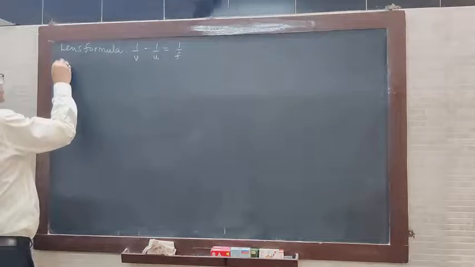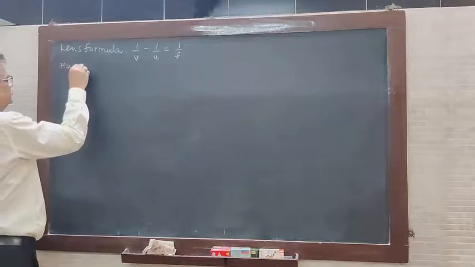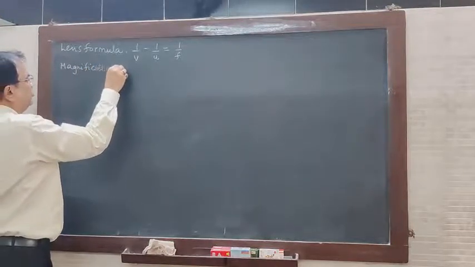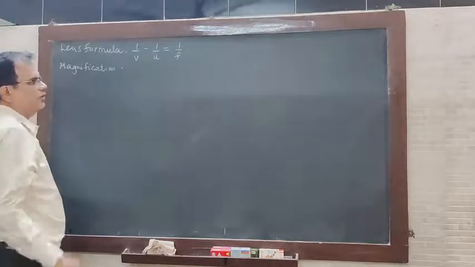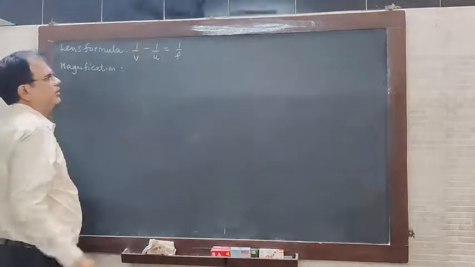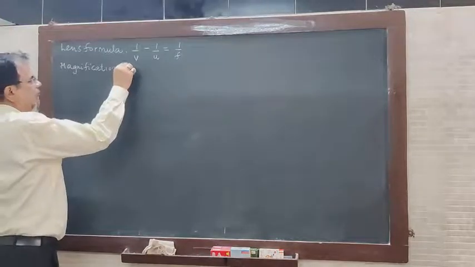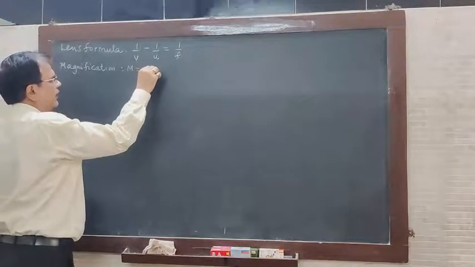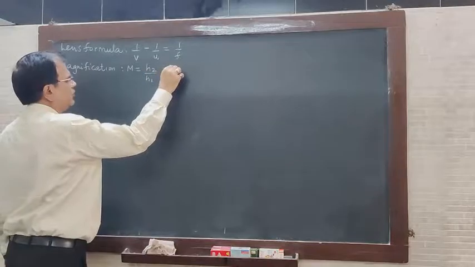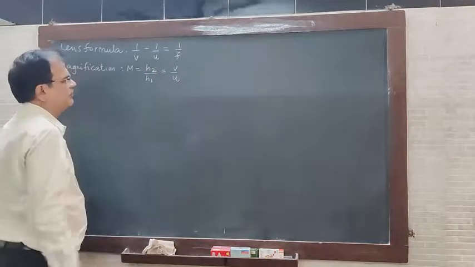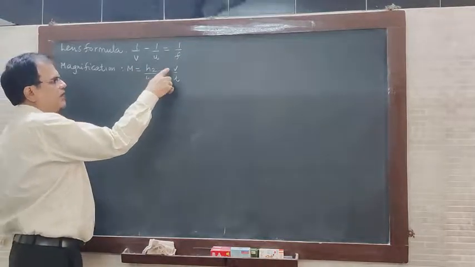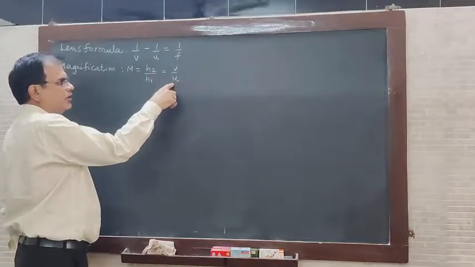Then magnification. We have done this in 9th standard in mirrors also, but the mirror formula is 1 upon V plus 1 upon U is equal to 1 upon F. Lens formula is 1 upon V minus 1 upon U is equal to 1 upon F. Magnification M is equal to height of image, that is H2 upon H1, is equal to V upon U. Sorry, magnification formula: height of image upon height of object, distance of image upon distance of object.